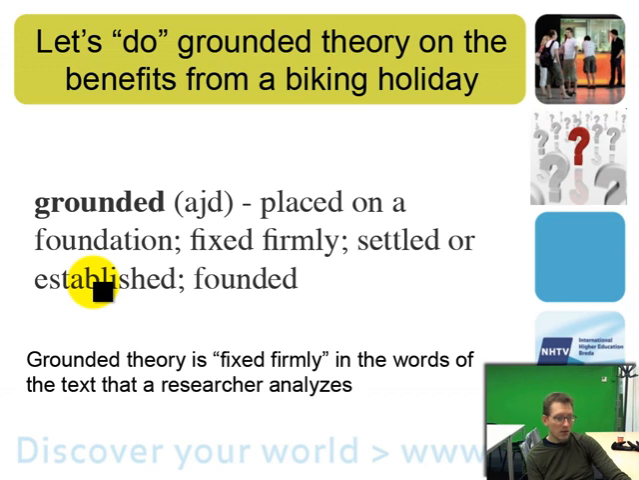Grounded theory has three steps. They may have different names, and some of the steps might be a little bit different generally, but more or less, any research that uses grounded theory goes through some form of these three steps. So now we're going to learn grounded theory by doing it, by doing these three steps. We're going to code a bit of text from a blog about mountain biking. Our research question for this particular bit of analysis is, what are the benefits of a mountain biking holiday? In other words, when people go mountain biking, what do they get out of it?